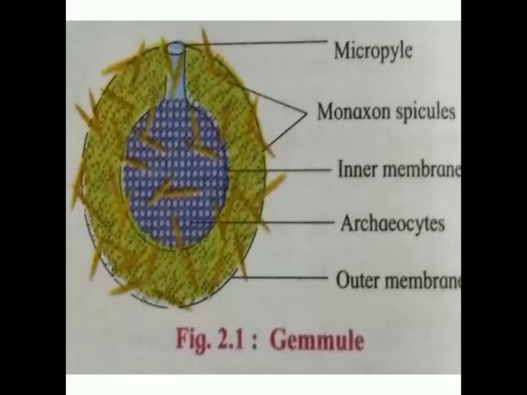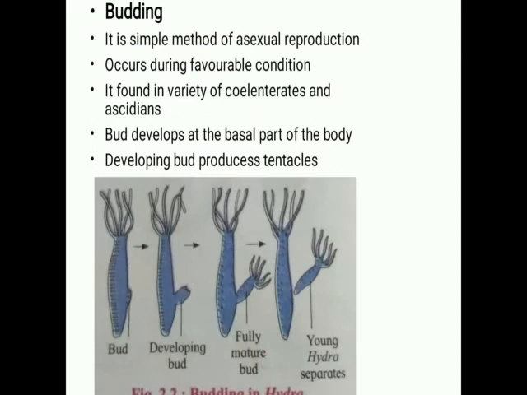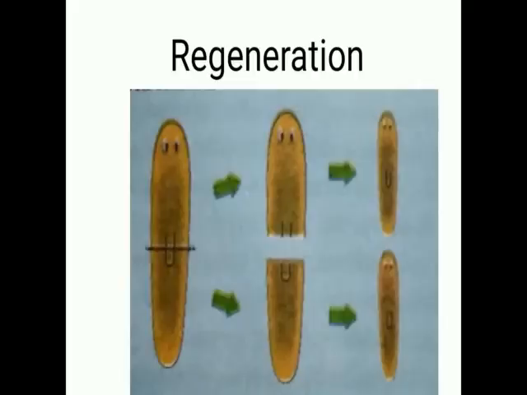The next type of reproduction is budding. It is a simple method of asexual reproduction. It occurs during favorable condition. It is seen in a variety of animals like coelenterates, ascidians, etc. In hydra, a small outgrowth is produced towards the basal end of the body. Then it develops as a bud. It grows and forms tentacles, and then this young hydra gets detached from the parent hydra and becomes an independent new hydra.